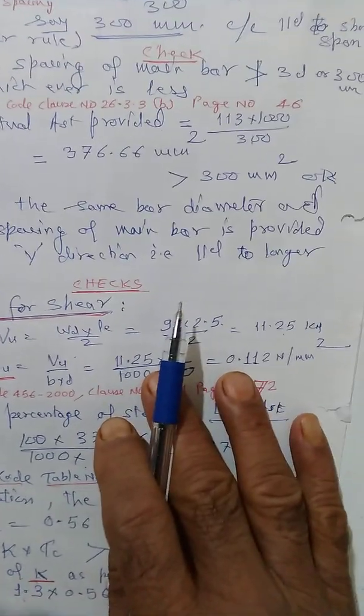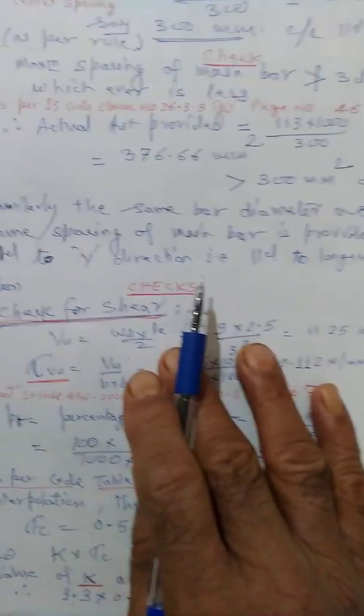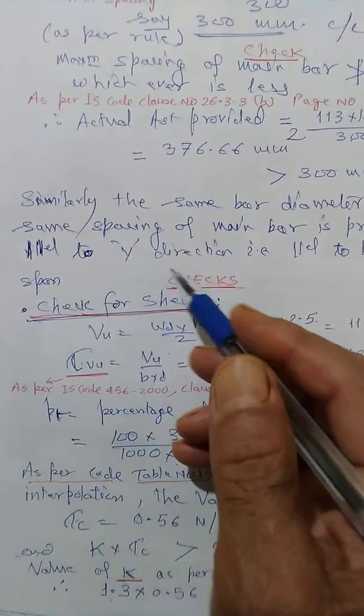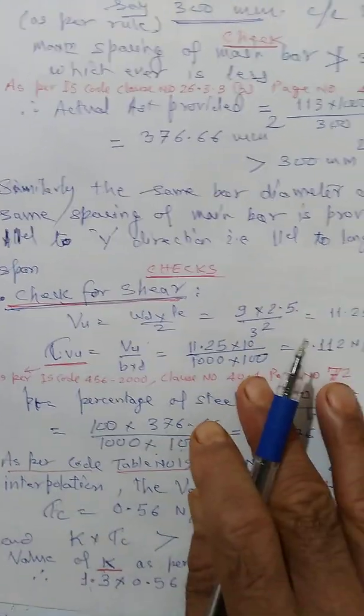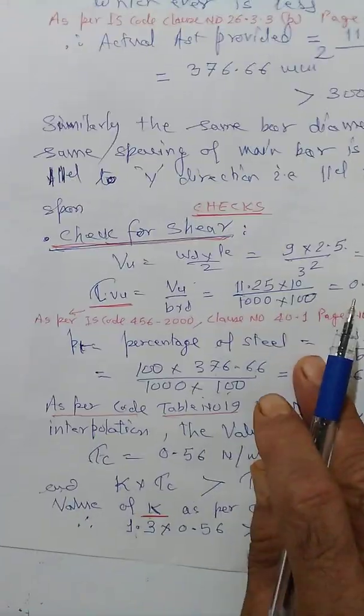Similarly, we can find the area of steel in the Y direction, Ast Y, and that will also be the same, 300 mm center to center. Now we have to apply the checks.